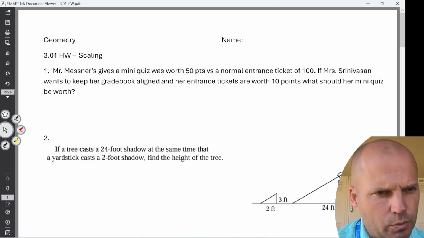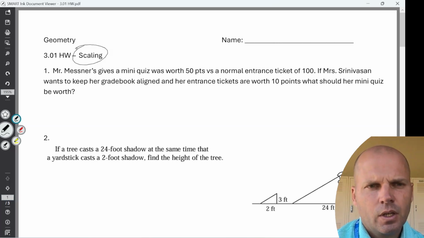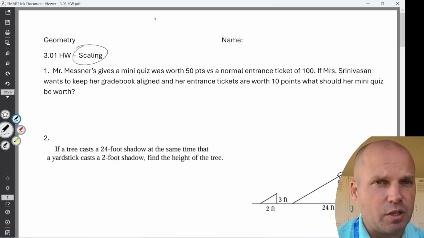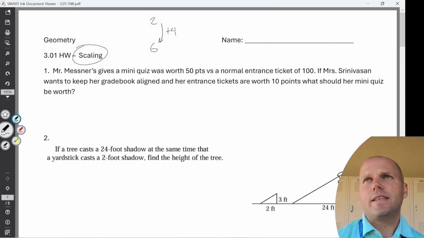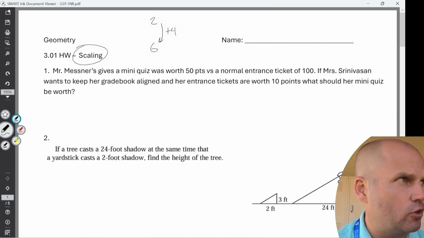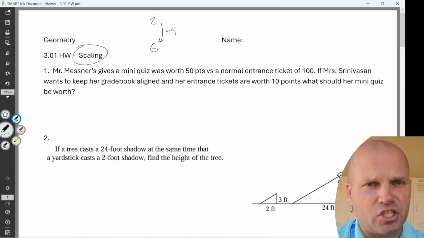We are going to be talking about scaling. Previously, in the previous unit, we were looking at the comparison of numbers, and we were talking about from 2 to 6, the change was 4. Yes, that's how you find change. You subtract the numbers or think about addition.